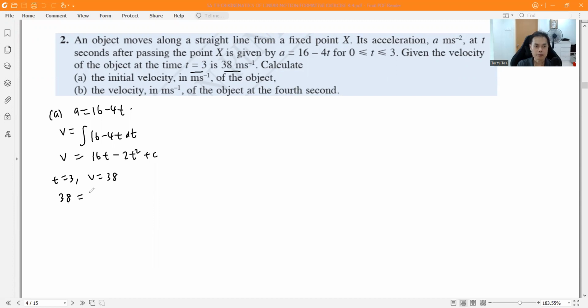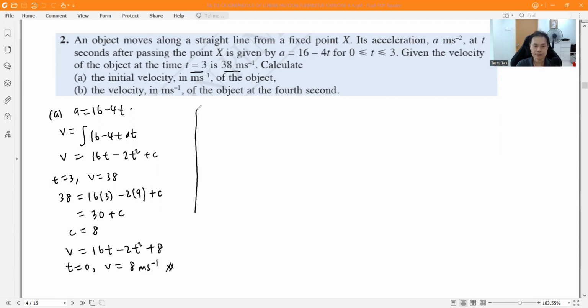Let's put 38 inside. Let's put 3 inside. This is 3 squared. I'm going to write 9 to make my calculation easier. So this is 48. 48 minus 18 is 30, plus c. Bring over, my c is just 8. Okay, now c basically represents your initial velocity, but let's just rewrite this first. v is 16t minus 2t squared plus 8. When you start the clock, t is 0. What's your v? Your v is 8. This is your initial velocity.